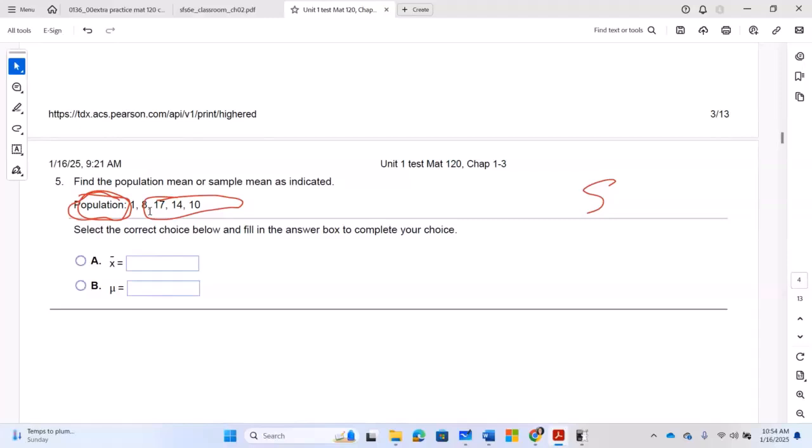Is this what I'm saying? So your answer will be in B. Even though it's the same answer, the answer will be in B. If you put it in A, you failed it. So I'll put 12.25 because it's a population parameter. Why? The data is population data.